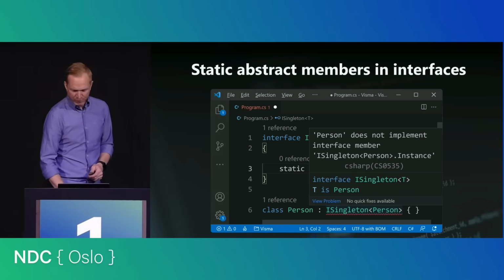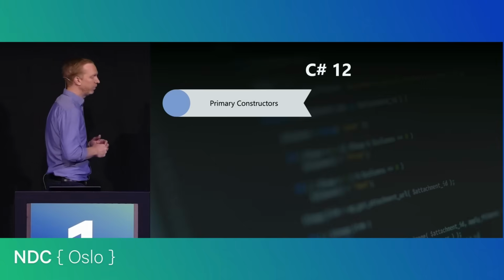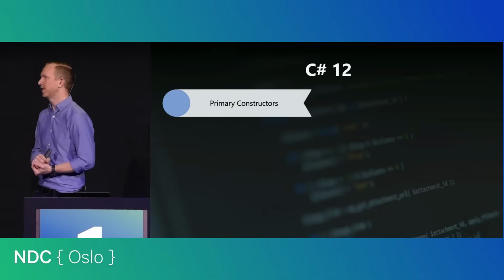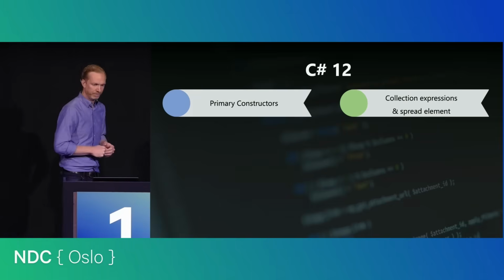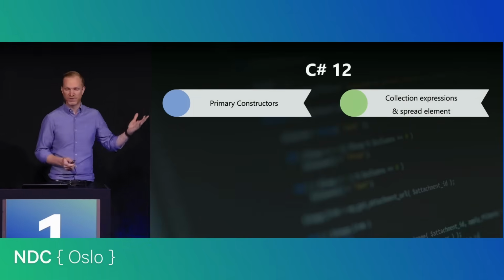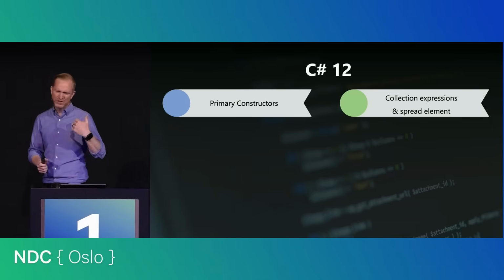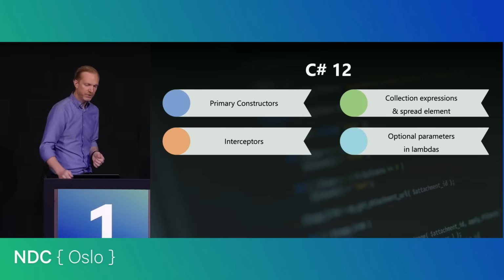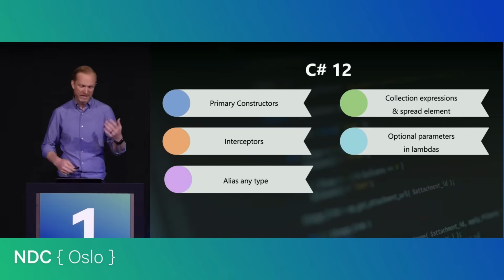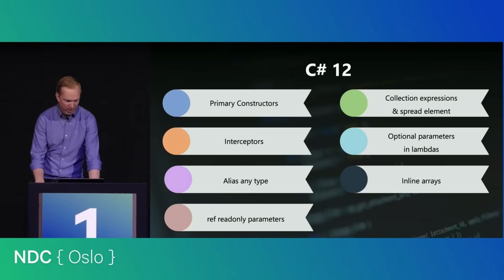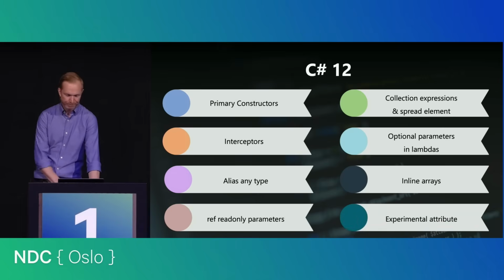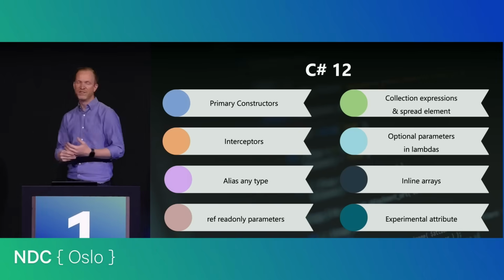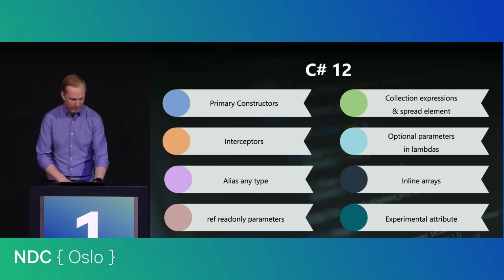Now, the next language version that I want to talk about is C# 12, which introduces the concept of a primary constructor, taken from that idea of record types, but it works a little bit differently. It introduces collection expressions and a spread element. I've actually had this in the code, but I haven't really talked about it yet. There's a concept called interceptors, optional parameters and lambdas. There's alias any type, inline arrays, ref readonly parameters, and an experimental attribute. So being the 12th iteration of the language, still there's quite a lot to add to it and take inspiration from other programming languages. So let's take a look at this.